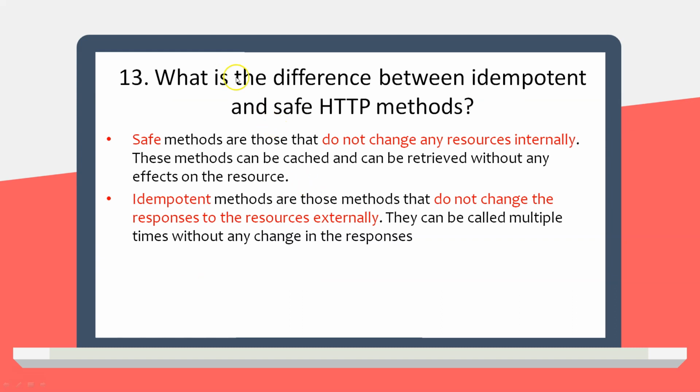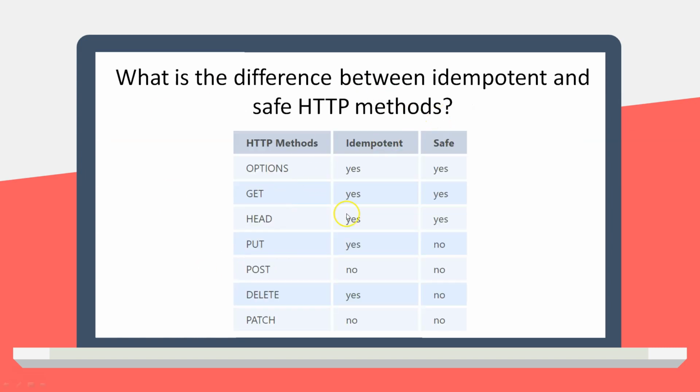Next question, what is the difference between idempotent and safe HTTP methods? Safe methods are those that do not change any resource internally. These methods can be cached and can be retrieved without any effects on the server. Idempotent methods are those methods that do not change the responses to the resources externally. They can be called multiple times without any change in the responses. Okay, here we have a quick table, you guys can go through it.